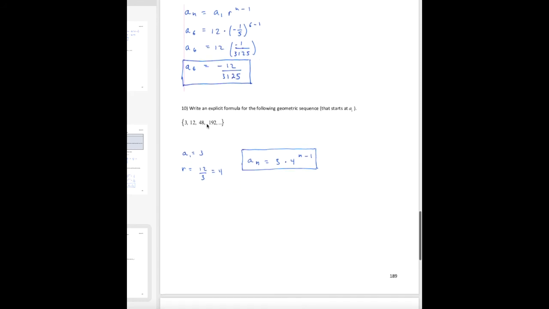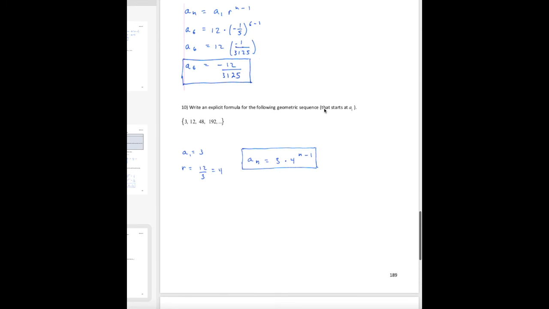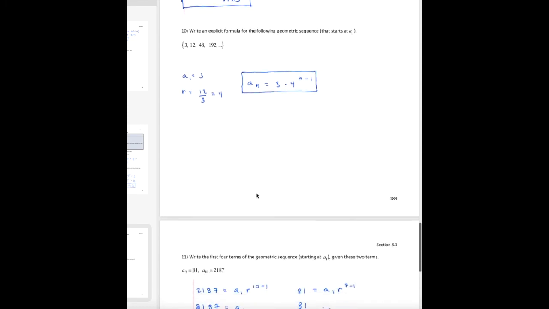For number 10, write an explicit formula for the following geometric sequence. It starts at a sub 1, so we know a sub 1 is 3, and our ratio we can get by just saying 12 over 3, that would be 4. If I want to check it, 48 over 12, still 4. And then there's our first term, and then there's our ratio to the n minus 1. And just that easy for that one.